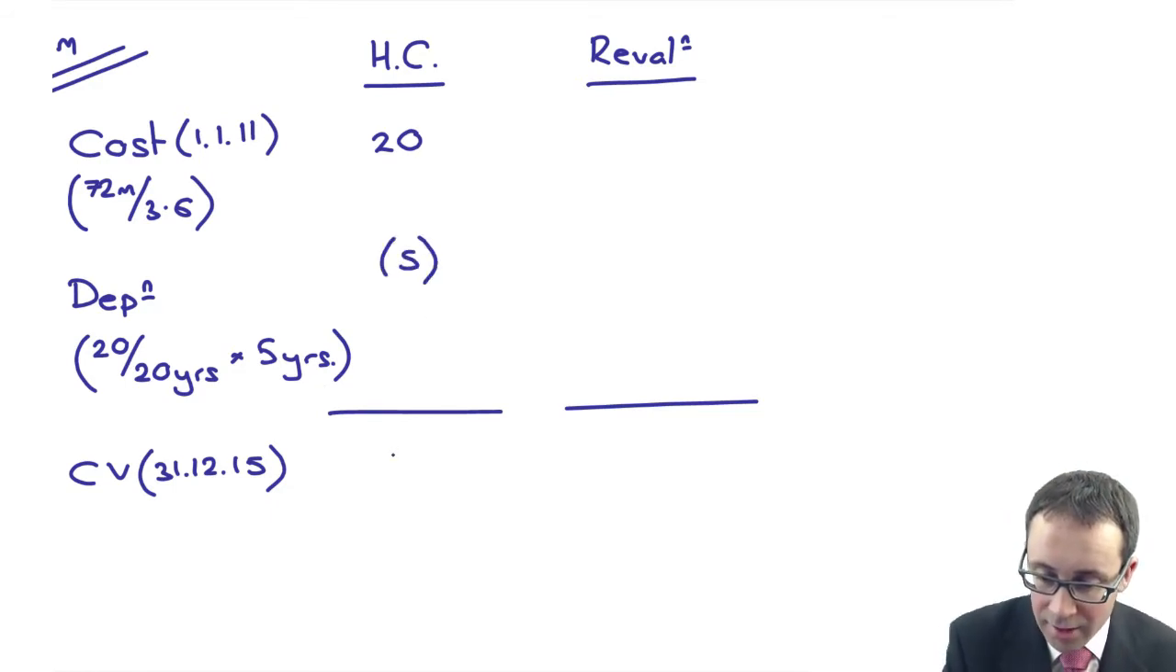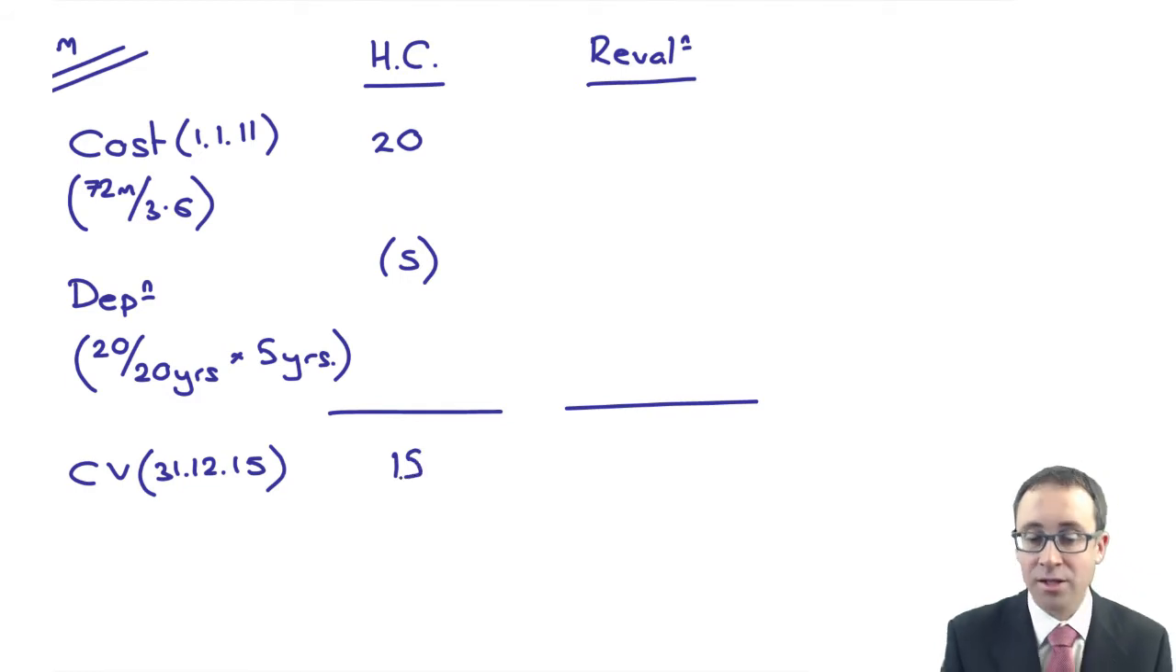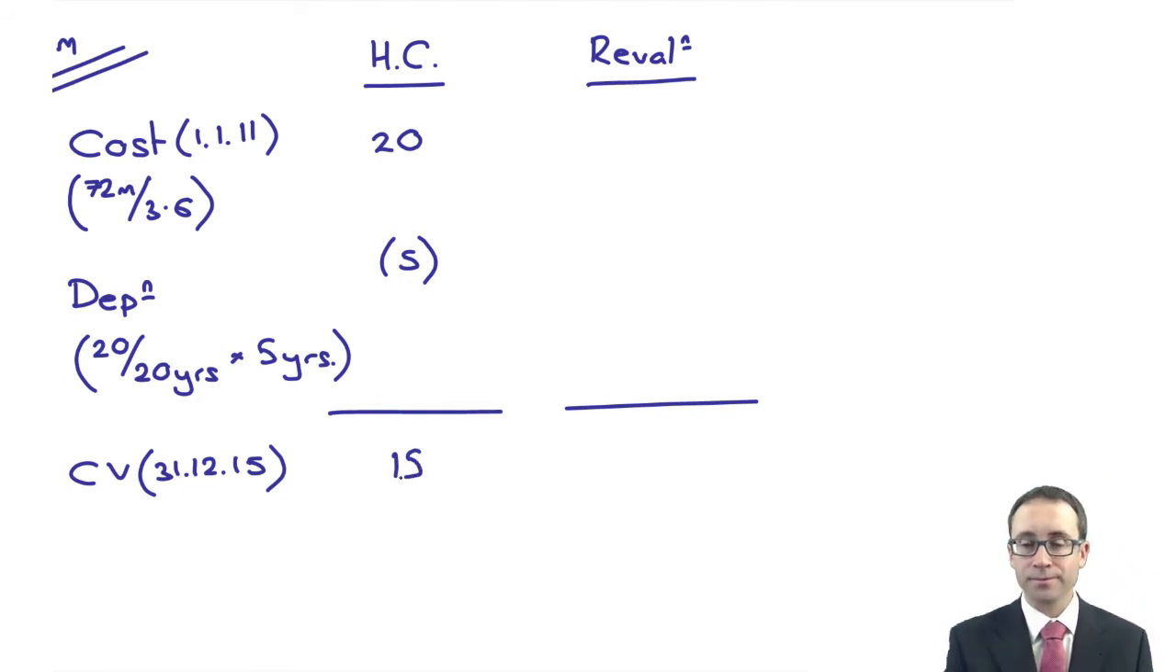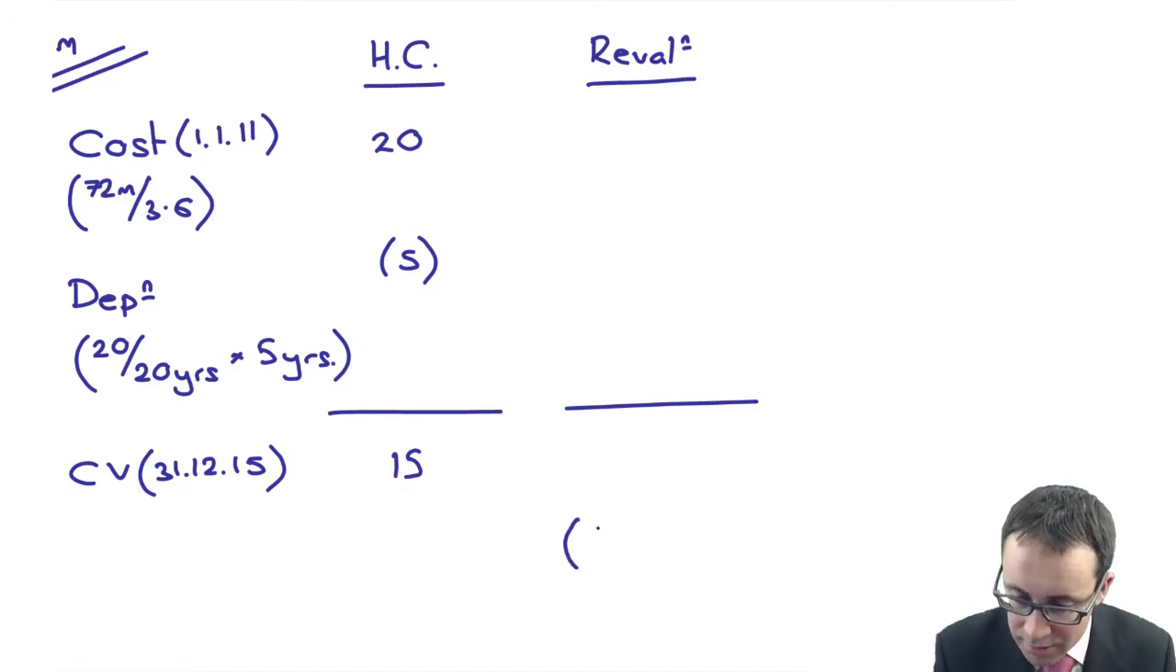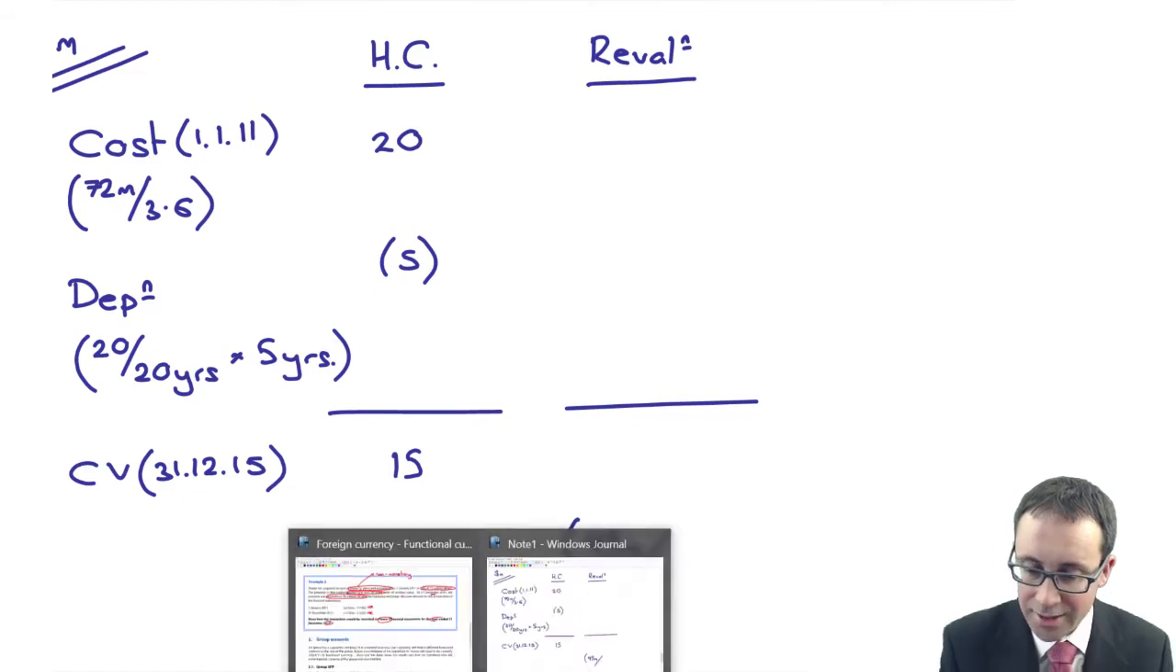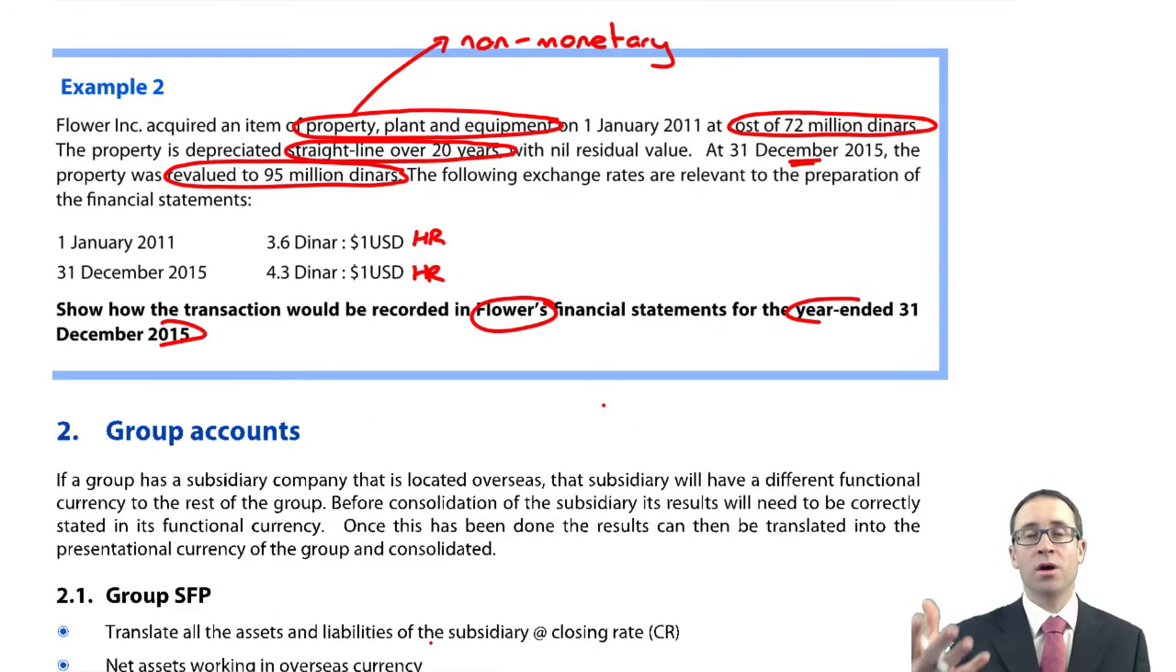So the carrying value at December 2015 is $15 million. We revalue it to its 95 million dinars, don't we? But that's in a different currency to our functional currency, isn't it? We need to get it into the functional currency. So translate it at the rate that's in place today, being the 31st of December 2015.